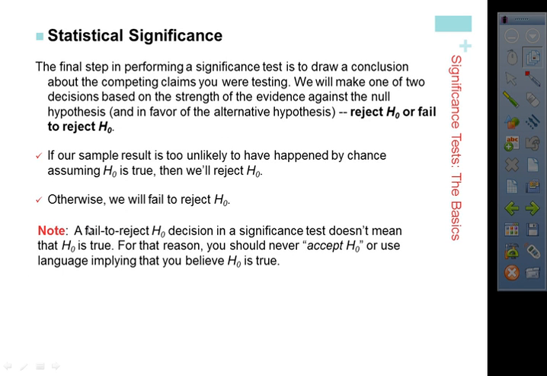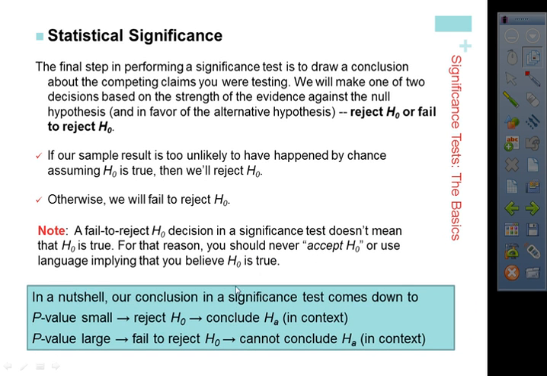So, note, a fail to reject H-naught decision in a significance test doesn't mean that H-naught is true. Remember, I told you, we never tell them that we're true. We just say we don't have enough evidence. For that reason, you should never accept H-naught or use language implying that you believe H-naught is true. All right, so we're always going to say we failed to reject H-naught. We never say that they're true, and we never say that we accept it.